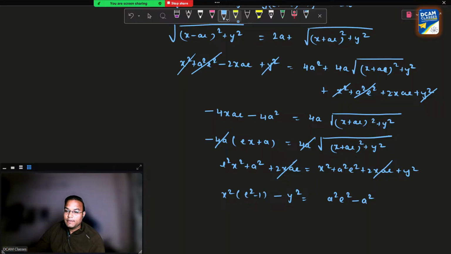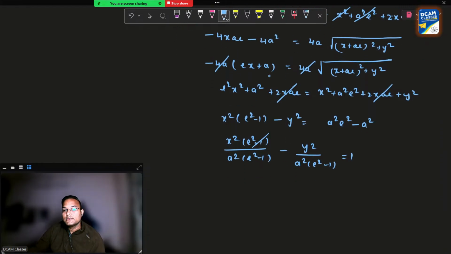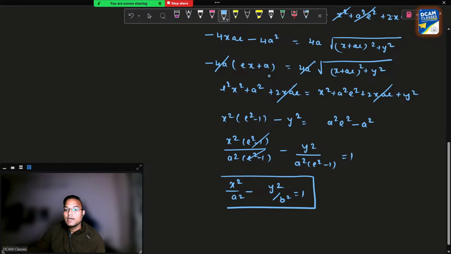So it will be x square into e square minus 1 by a square into e square minus 1, minus y square by a square into e square minus 1, is equal to 1. So that's why you are getting this equation: x square by a square minus y square by b square is equal to 1. This is the equation of your hyperbola, where b square is equal to a square into e square minus 1.